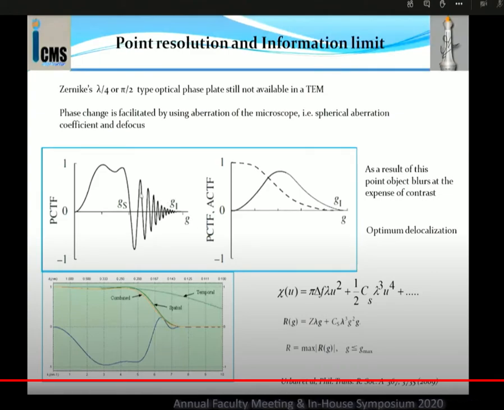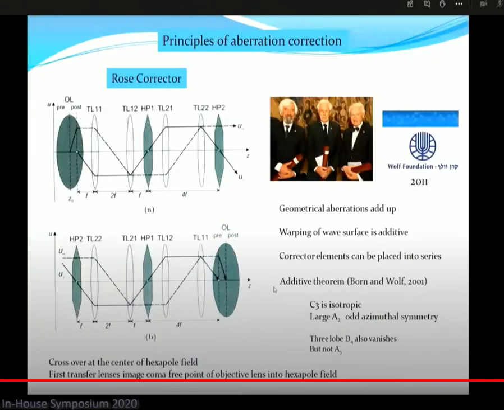The ideal shape of the PCTF should be like this, to minimize the gradient of the PCTF function and to minimize the delocalization in the image. If the environment is not very stable, if there are noises coming from the environment, for example stray electromagnetic fields and vibration, they appear as incoherent aberration and lower the point resolution of the system. So in the aberration corrected microscope, now we have the Rose corrector.